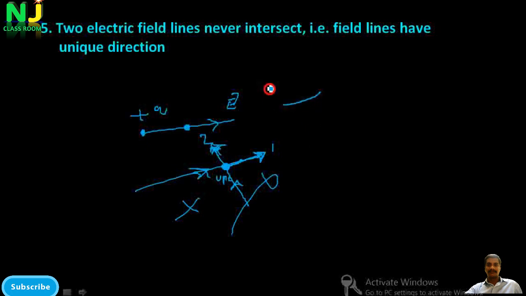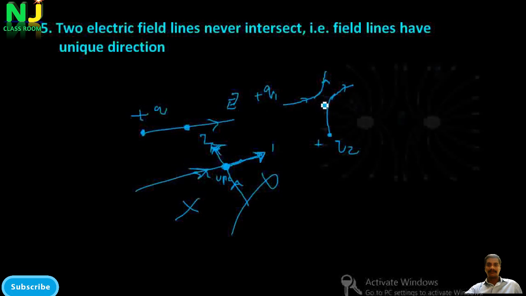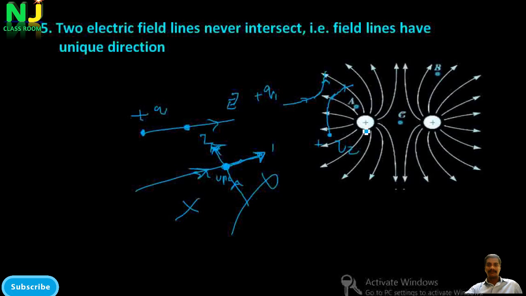So for example, if a line of force is coming from Q1 and a line of force is coming from Q2, and both are positive, assume both are positive, then they start repelling each other. Look at here how the electric field lines look. So this is what happens. So two lines never intersect each other.